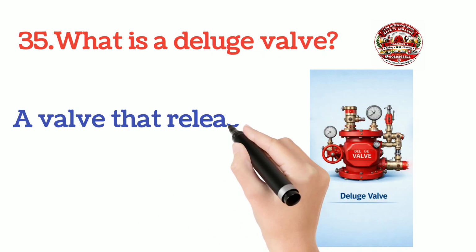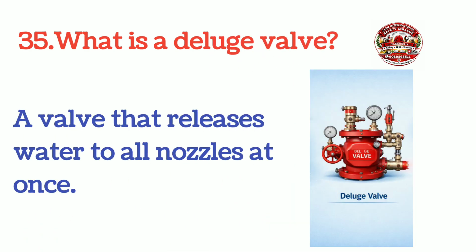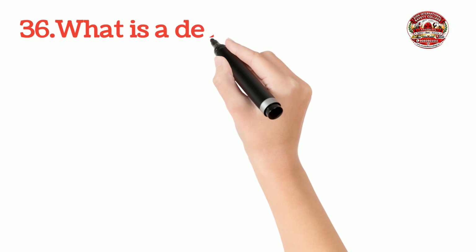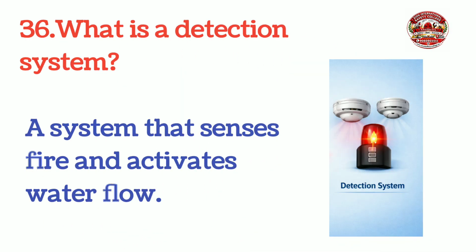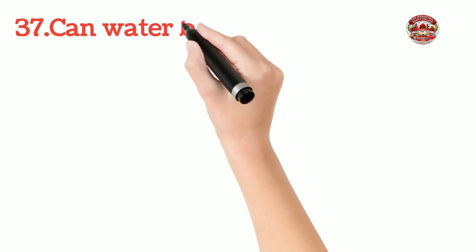What is a deluge valve? A valve that releases water to all nozzles at once. What is a detection system? A system that senses fire and activates water flow.